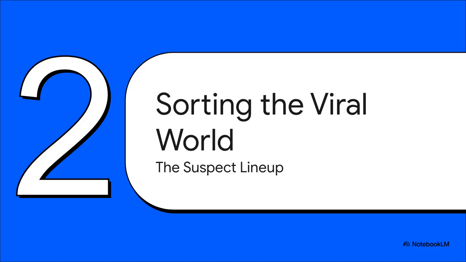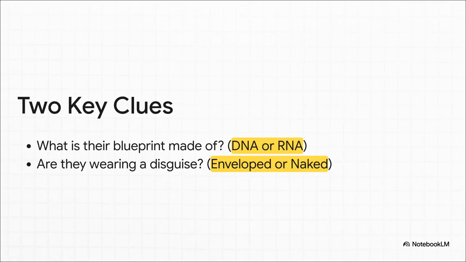So we've got all this incredible diversity out there. How on earth do scientists even begin to sort through this huge viral world? Well, they look for clues. It's kind of like creating a suspect lineup for a heist. And while it can get super complex, a lot of the basic classification really just boils down to two simple questions we've already covered.